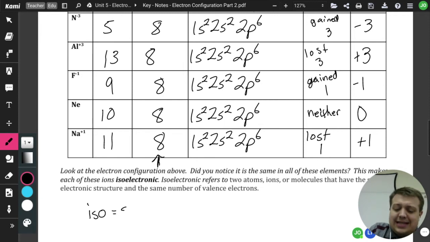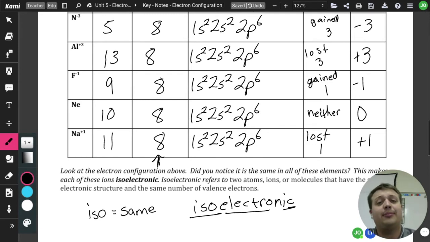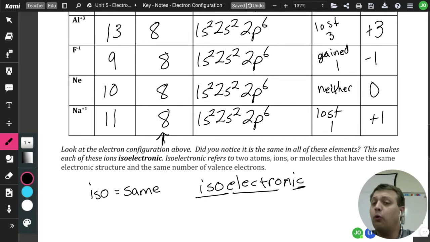Iso means same. So I have iso, same, electronic, so same electron configuration. So it's got the same electron configuration as something else. Now, anytime we're talking about isoelectronic, we do tend to talk about the noble gases. Why? Because your noble gases have a full valence shell, right? And everything is trying to ultimately have that full valence shell. That way it's got a full sublevel, right?